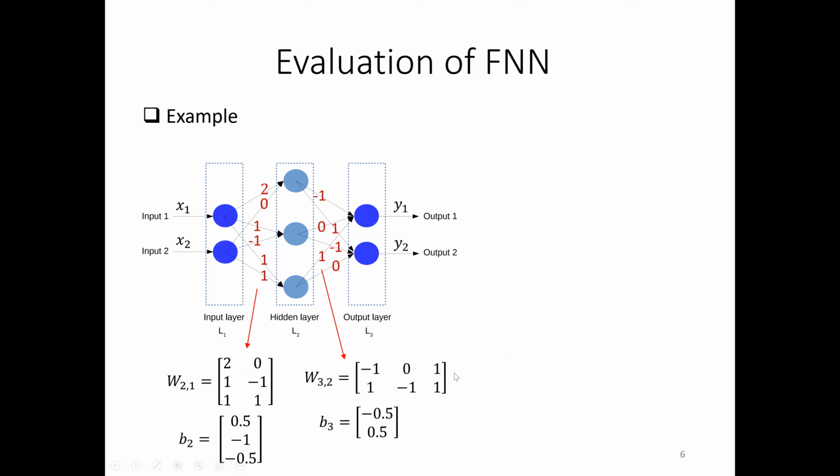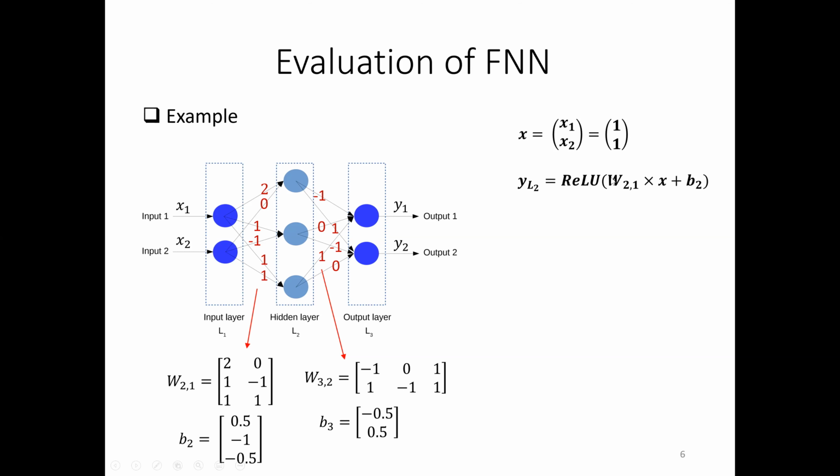And then suppose we have the bias for each layer. So we have B2 and B3 like this. And now suppose the input vector X1, X2 equals 1, 1. So what is the output at the hidden layer? Suppose here we have the ReLU activation function for the hidden layers and the output layer.